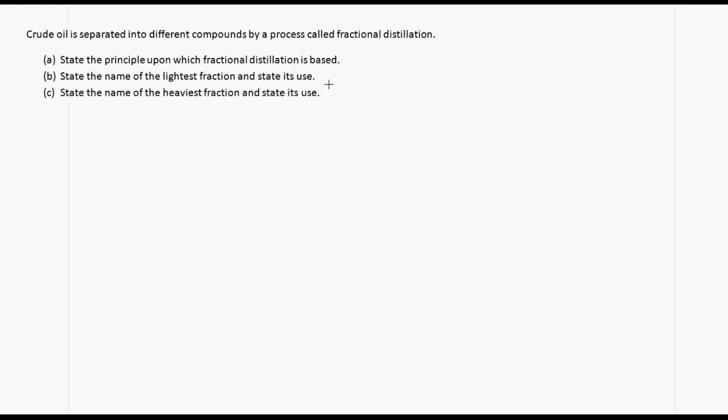So for part B, name the lightest fraction. The lightest fraction will be refinery gas, and it is used for cooking. So that is for part B. And state the name of the heaviest fraction and state its use. The heaviest fraction from fractional distillation is bitumen, and this is used for paving roads.